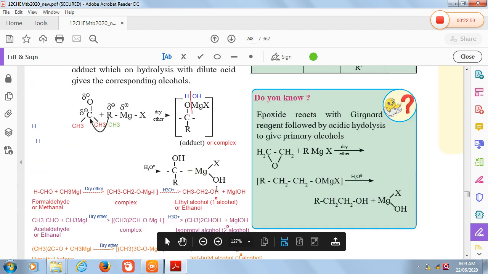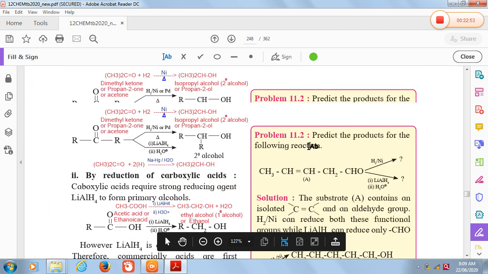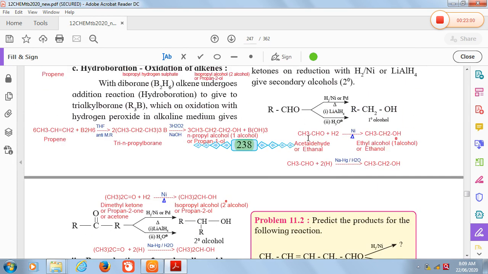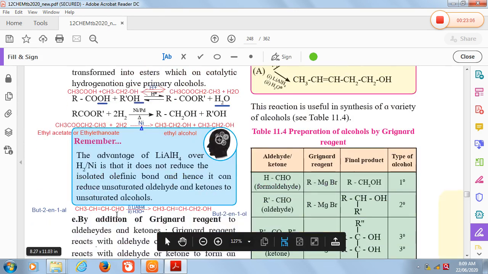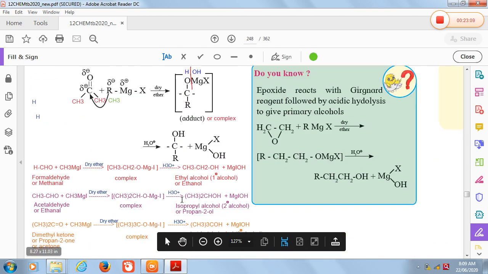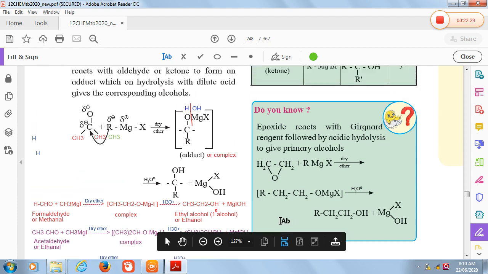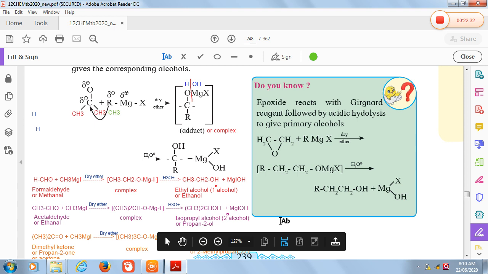But if you take simple reduction by using H2 over nickel or LiAlH4, acetaldehyde gives ethyl alcohol. And here acetaldehyde gives isopropyl alcohol. This is the importance of this reagent. When you have to prepare ethyl alcohol from acetaldehyde, use H2 over nickel, and when you have to prepare isopropyl alcohol from acetaldehyde, then use methyl magnesium iodide in presence of dry ether and then hydrolysis. So remember this, it is helpful for the board exam as well as CET.